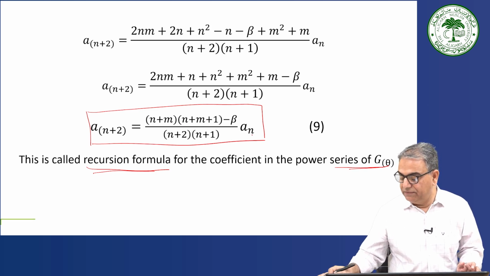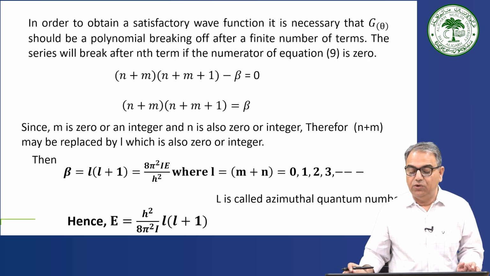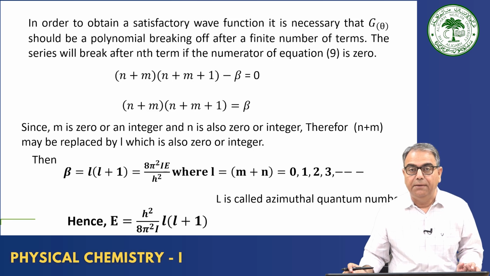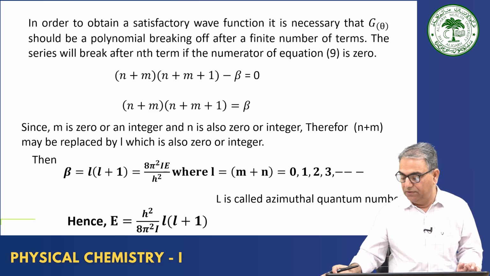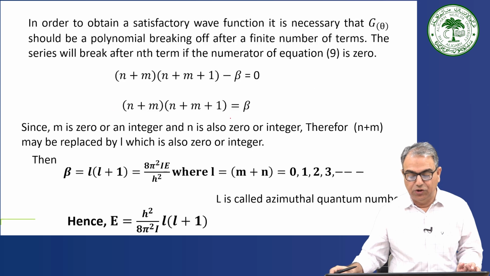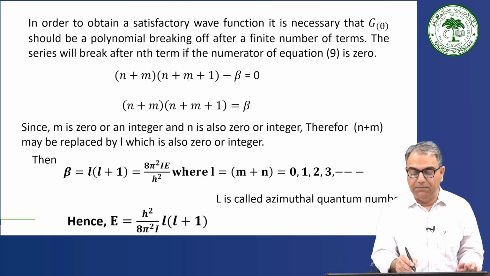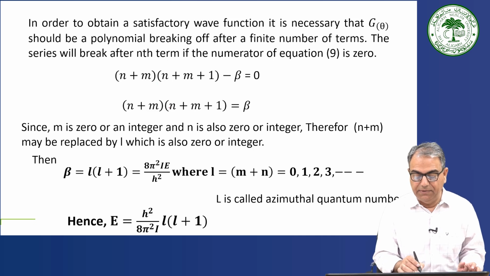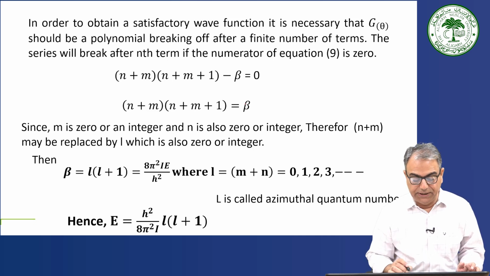In order to obtain a satisfactory wave function, it is necessary that g theta should be a polynomial breaking up after a finite number of terms, and the series will break after the nth term if the numerator of equation 9 is equal to 0. So the numerator of equation 9 was n plus m plus 1 minus beta, which is equal to 0. So you can write n plus m plus 1 is equal to beta.